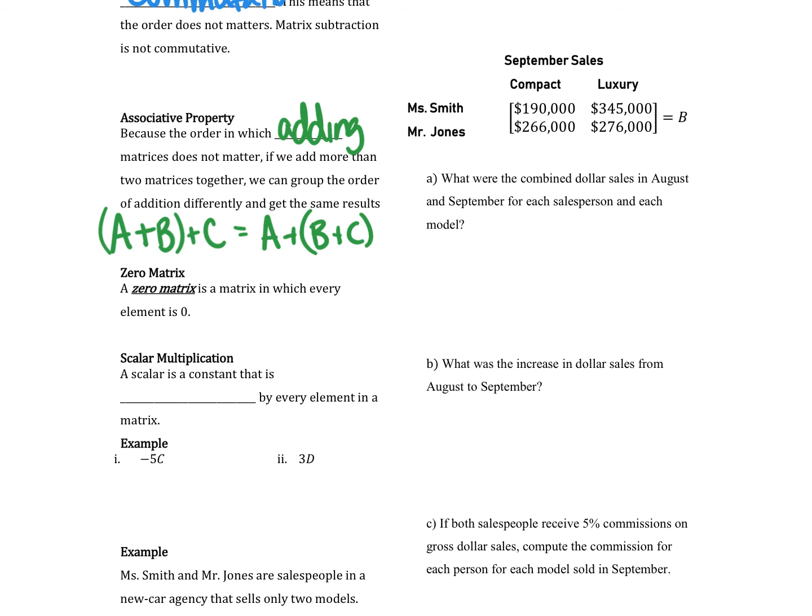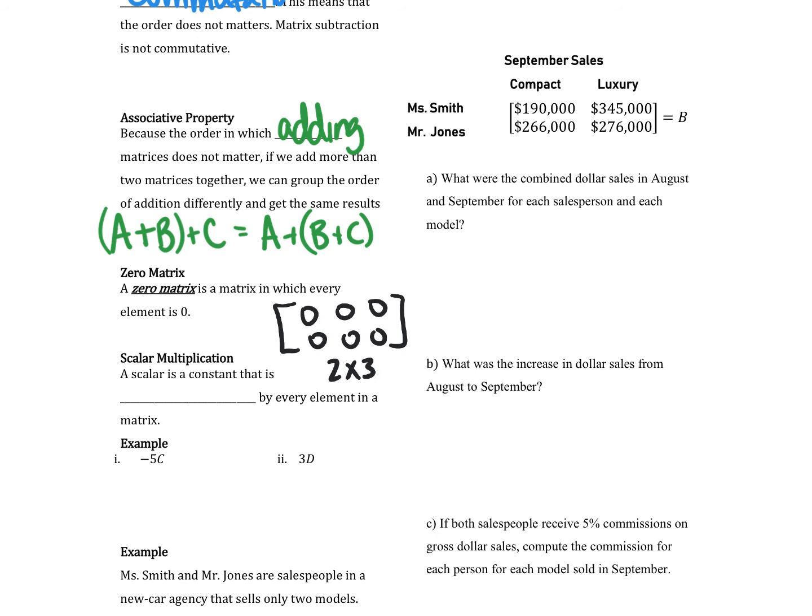A zero matrix is a matrix in which every element is zero. So, for instance, let me give an example. Here is a zero matrix for a 2 by 3. Literally every element is zero. You got that? That's all it is. Zero matrix. Every element is zero.